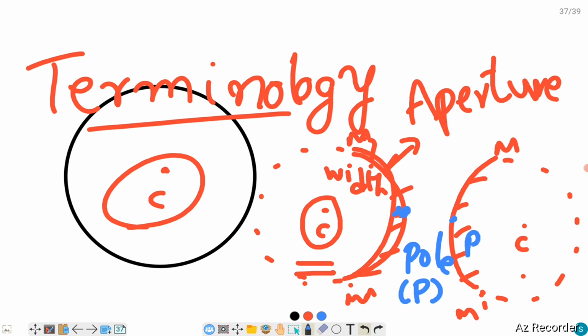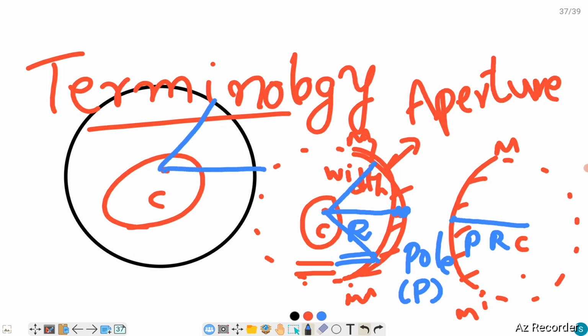Now join the center of curvature and the pole. For both the mirrors, this is called the radius of curvature, represented with the letter R. Understood? The distance between the center of curvature and the pole is called the radius of curvature, and it is represented with the letter R. And any radius you take from the center, if you join anywhere, that will be a radius only.